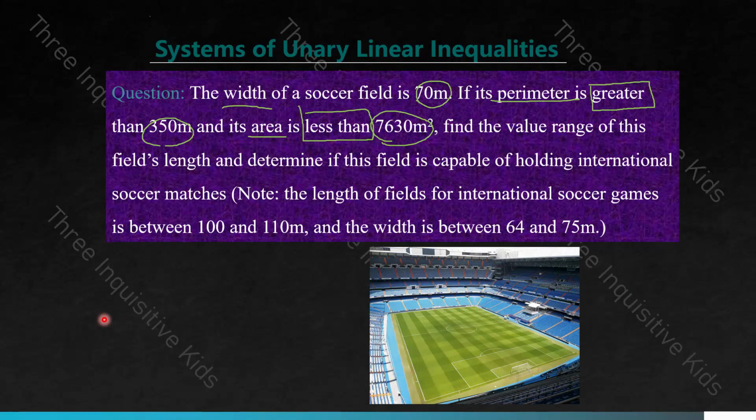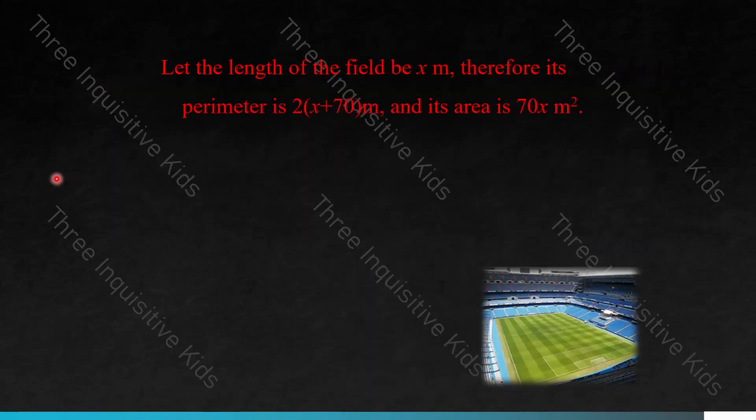So the first step here is to always analyze this word problem and then write down the information we are given and the quantitative relationships we are given into an easier to understand mathematical point of view. So if the length of the field is x meters, its perimeter would be represented as 2 times x plus 70 meters, and its area would be 70x meters squared.